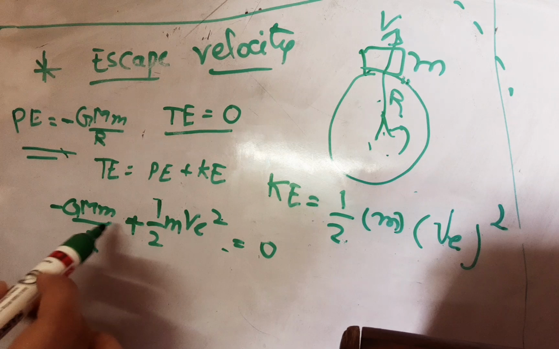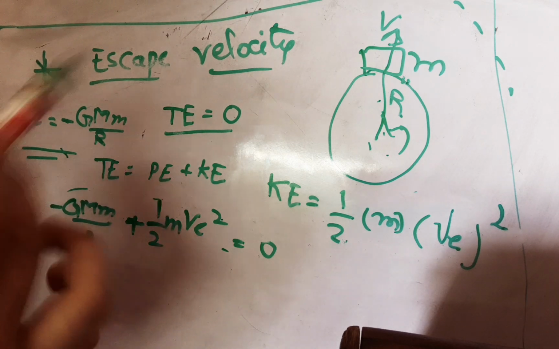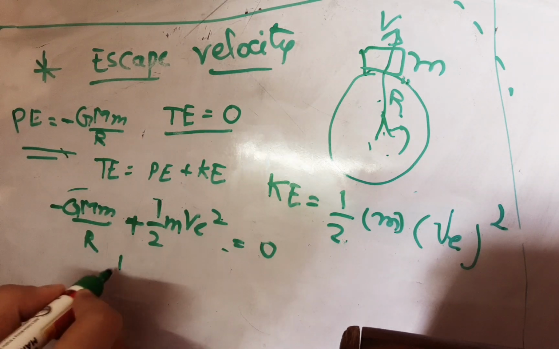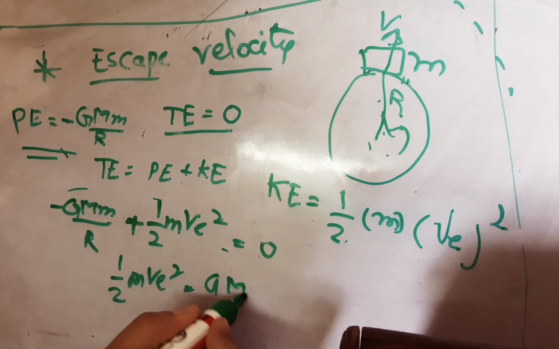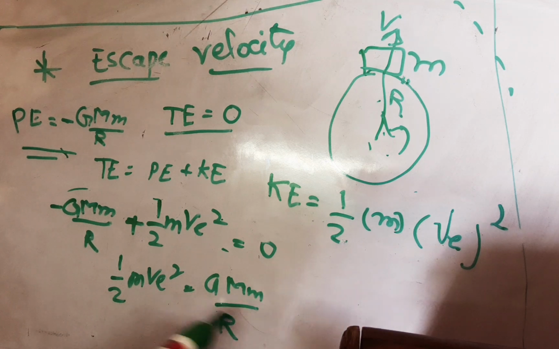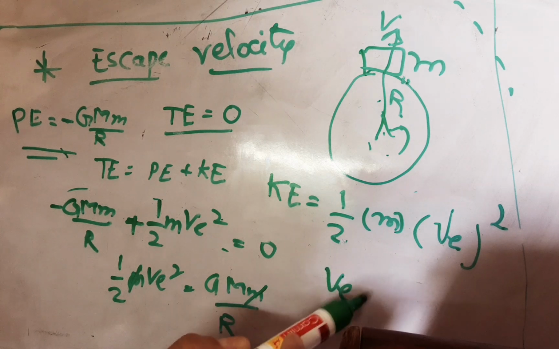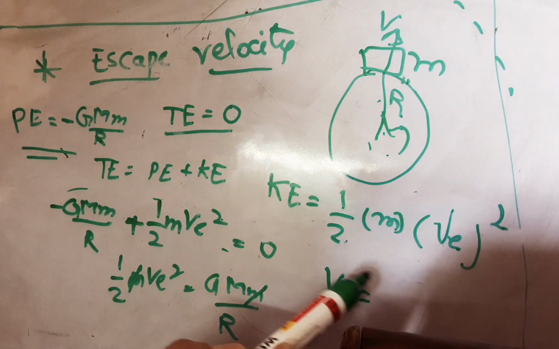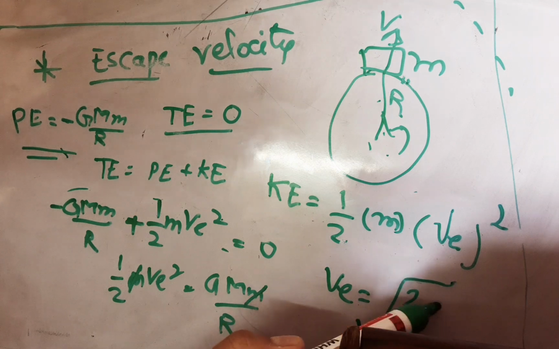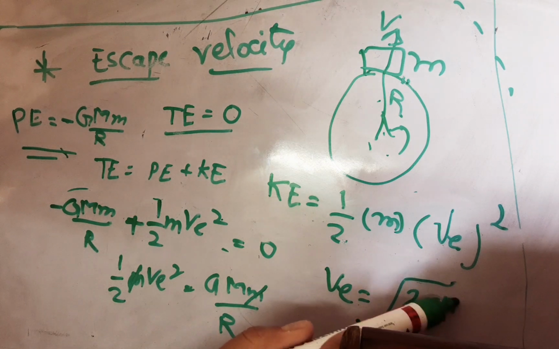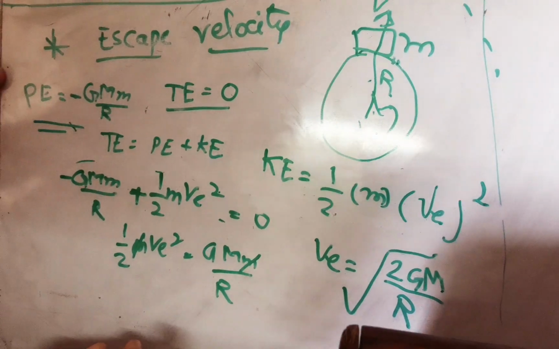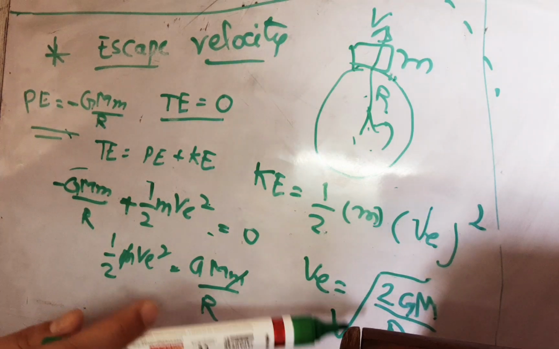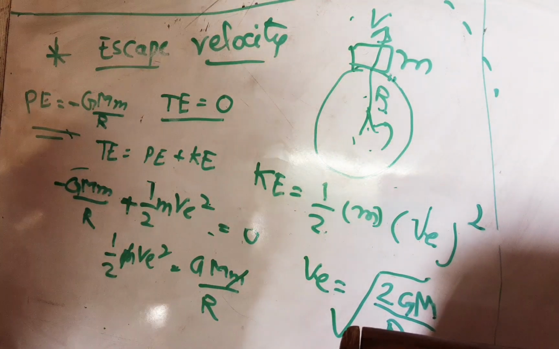If you send the potential energy to the other side, the minus sign will go. Half m v e squared is equal to G M m upon r. The small m gets cancelled. So v e is equal to the square root of 2 G M upon r, where capital M is the mass of the earth and r is the radius of the earth.